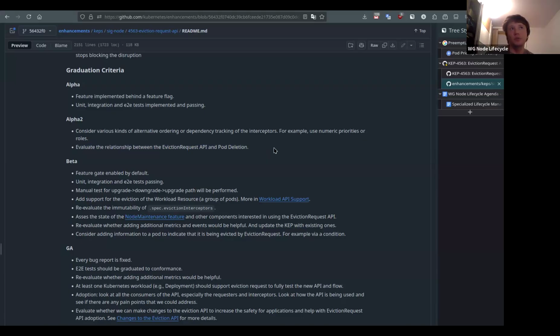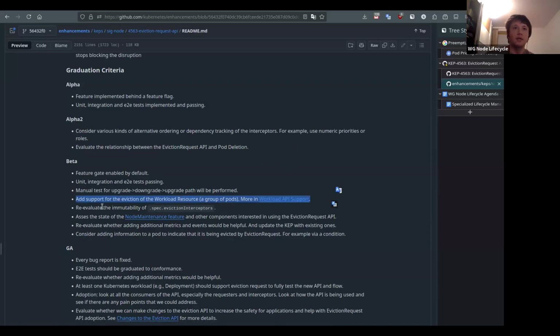It's very hard to actually force the use of eviction request on pod deletion, so we will have to at least evaluate it and show what kind of changes we might be able to do and what kind of changes are breaking changes. Okay, and in beta we added the workload support. To me it seems like we could add the workload support even in alpha 2.